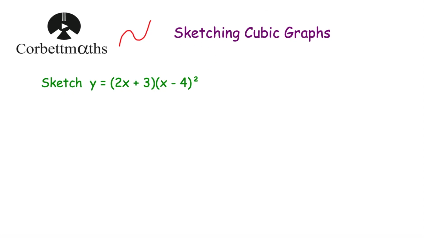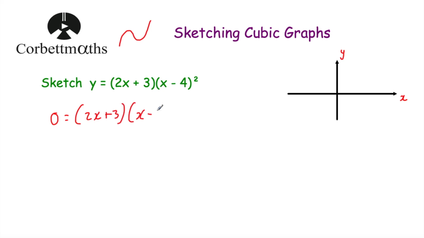Okay, now let's find where the graph crosses the x-axis. To find this, we let y equal 0. So we have 0 equals (2x plus 3)(x minus 4) squared. To solve this, we want to find when the brackets are equal to 0. This bracket is zero whenever x is equal to 4. And with this type of bracket, I like to write it equal to 0, so 2x plus 3 equals 0.